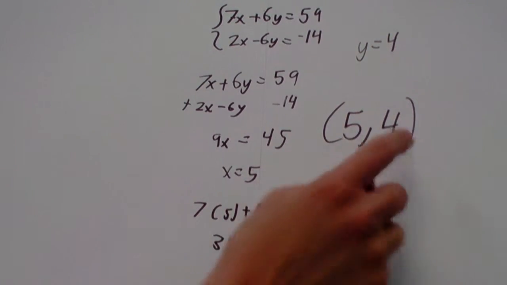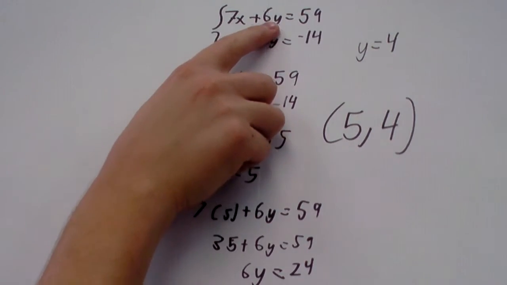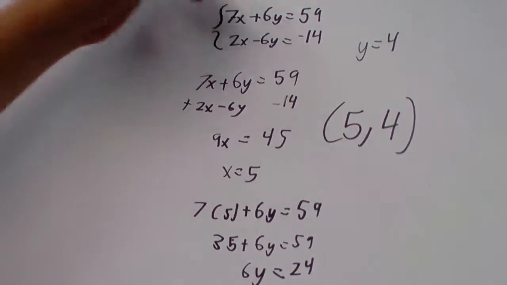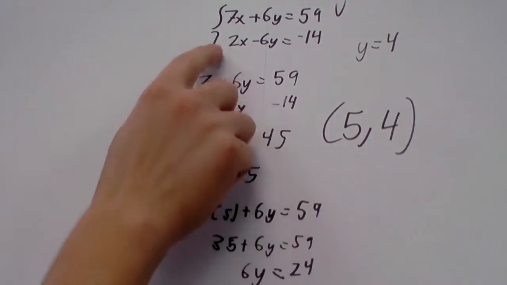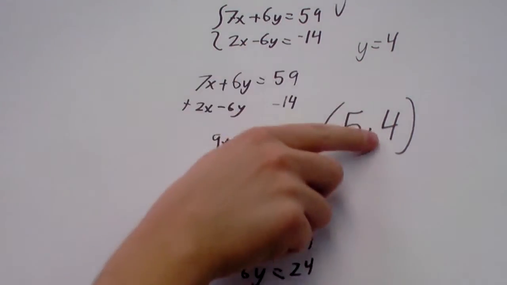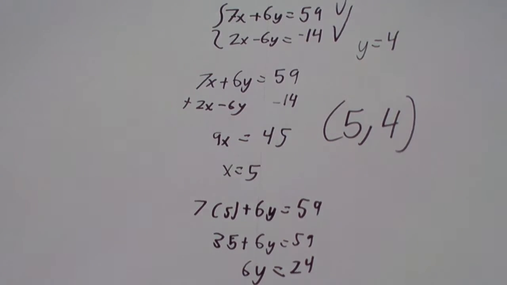Now I can go in and check and make sure both of these are true. 7 times 5 is 35, plus 6 times 4 is 24. 35 plus 24 is 59, that's correct. And 2 times 5 is 10, minus 6 times 4, minus 24. So we got 10 minus 24, and that is negative 14, so that's correct. So that's how you do elimination.